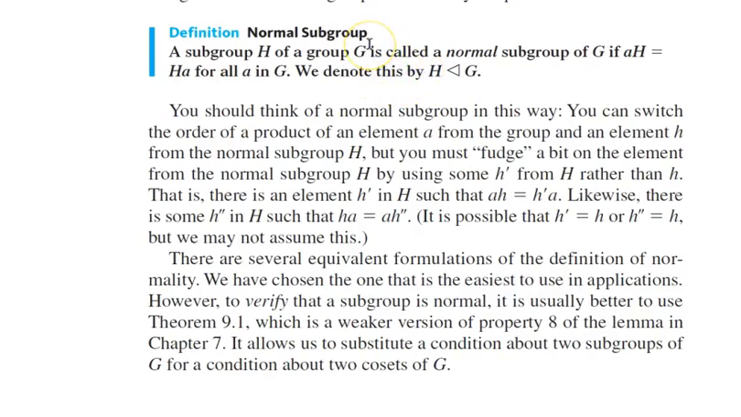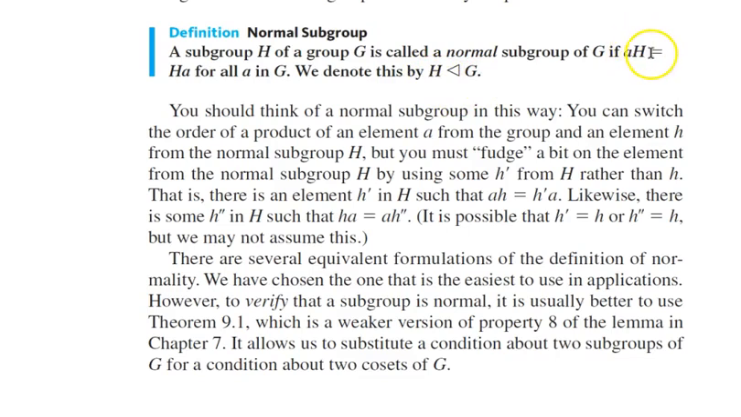Definition. A subgroup H of a group G is called a normal subgroup of G if the left coset aH is equal to the right coset Ha for all a in G. And this is how we denote that H is a normal subgroup of G.